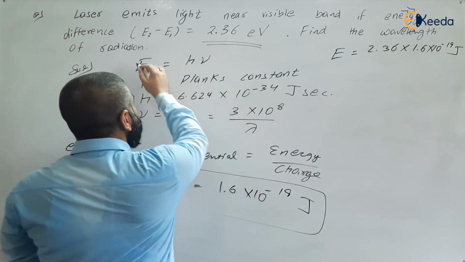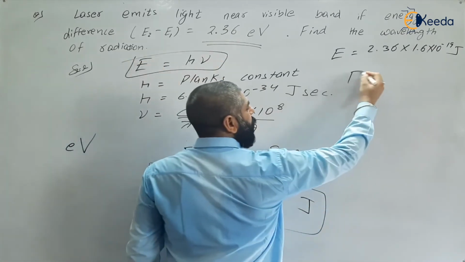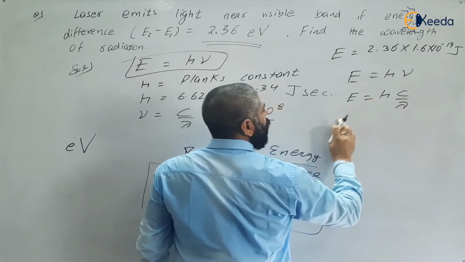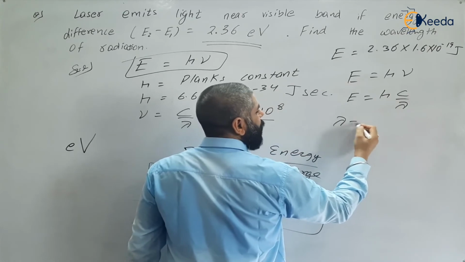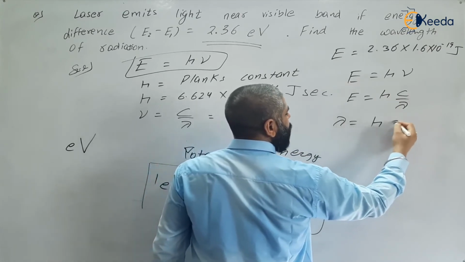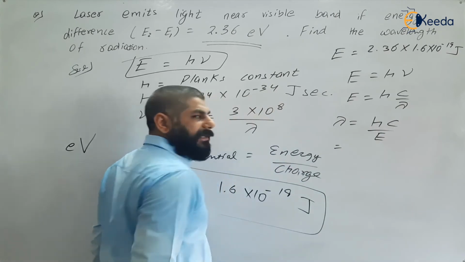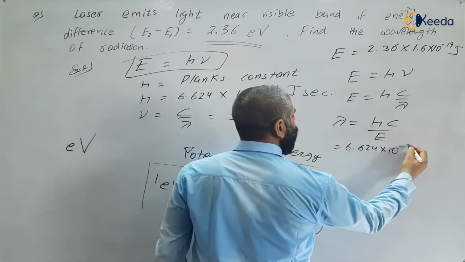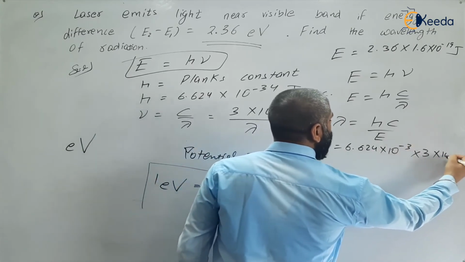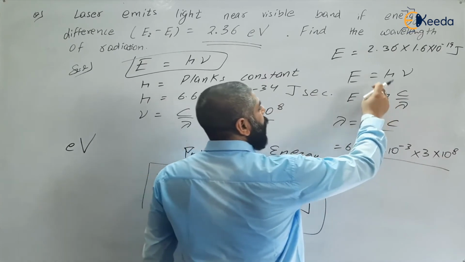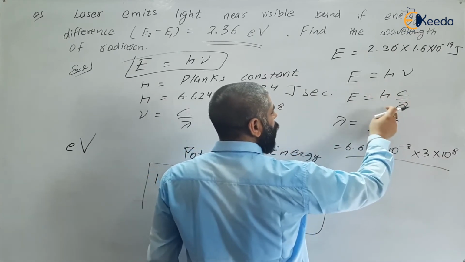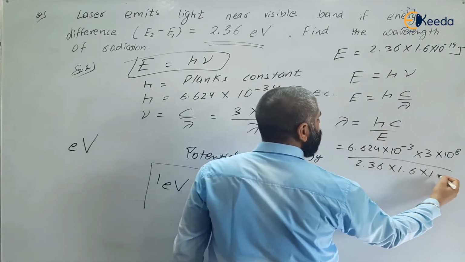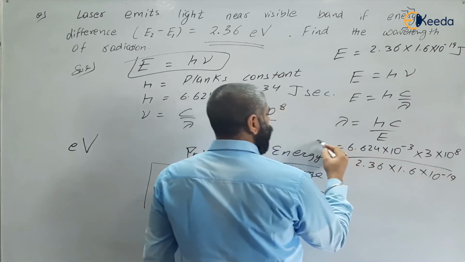Now we will use the relation E equal to h mu, where mu is equal to c by lambda. Now this energy is in joule, so the wavelength lambda is h c by E. H is Planck's constant, which has a value of 6.624 into 10 raised to minus 34 joule second. C is 3 into 10 raised to 8 meter per second, and the energy is in joule. So that will be 2.36 into 1.6 into 10 raised to minus 19. So this is lambda.